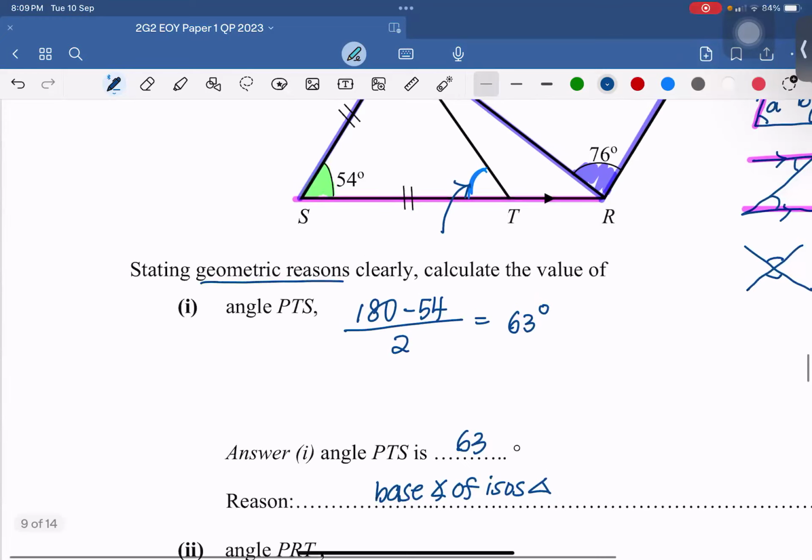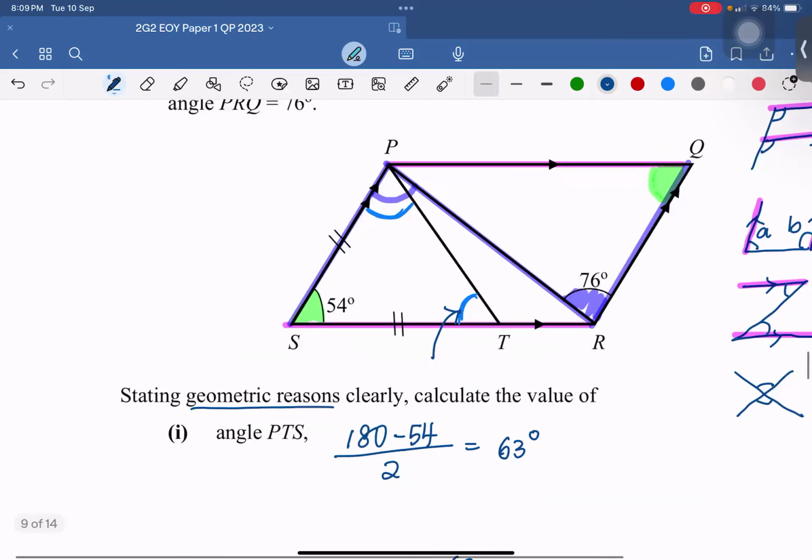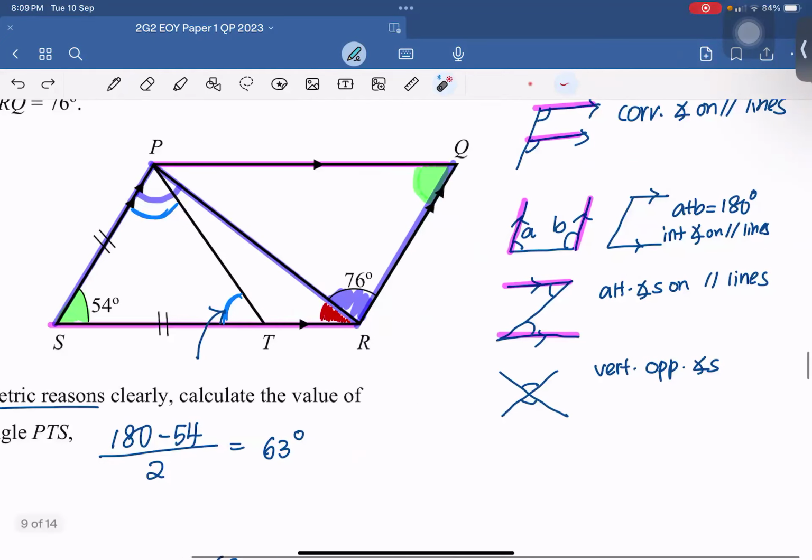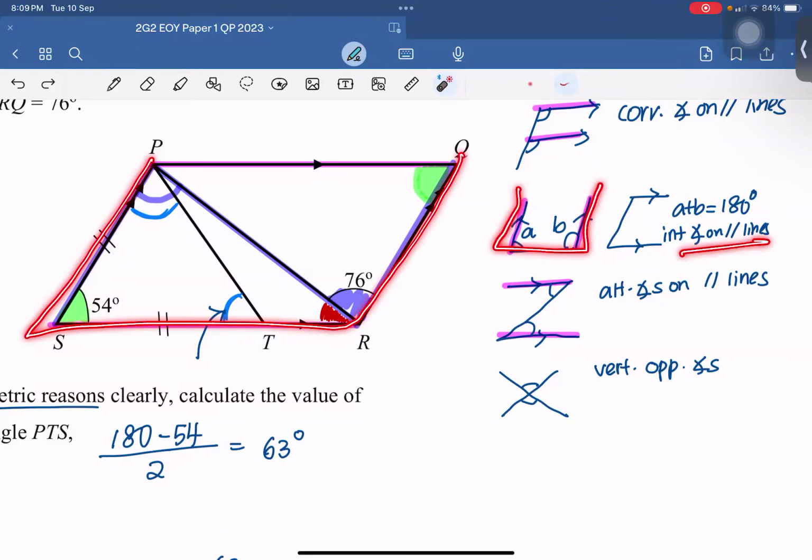Next, now I know that this is 63 already. Find the angle PRT. Angle PRT is this angle over here. What do we know? First thing we have to notice is that this angle, I know this is 54. The angle opposite this one, what letter is this? This one is the letter U, right? So this is what property? Interior angles on parallel lines.